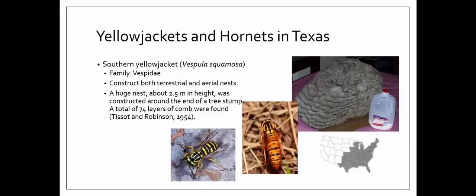The southern yellow jacket, species name Vespula squamosa, is also classified within the family Vespidae. The workers are typically about 1/2 inch long and will have yellow and black markings on their head, thorax, and abdomen. They forage for protein sources, such as other insects and animal carcasses. This species constructs both terrestrial and aerial nests. One of the larger nests found was about 2.5 meters in height and had a total of 74 layers of comb. This insect is considered a pest since workers will emerge from the nest for defense if their hive is disturbed.